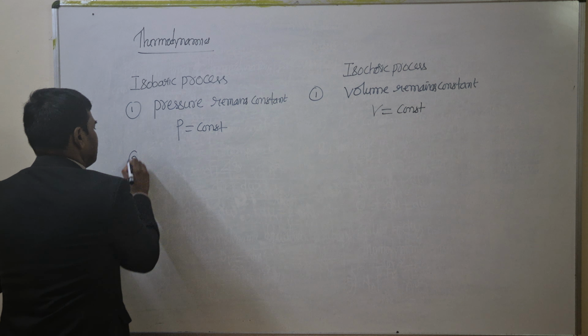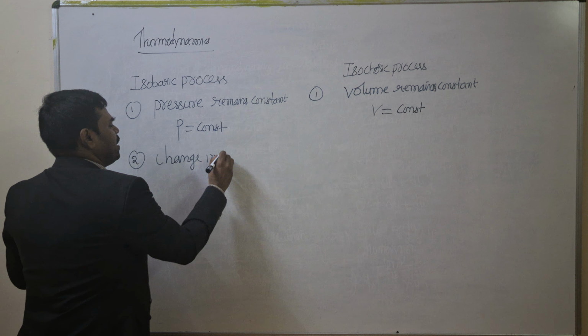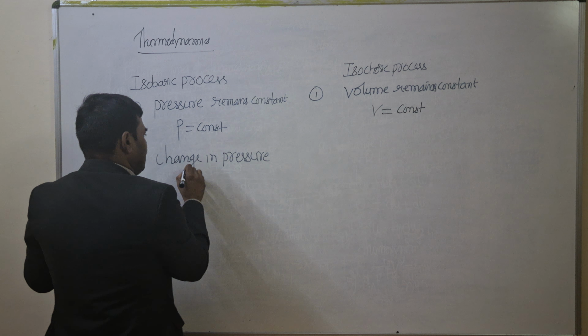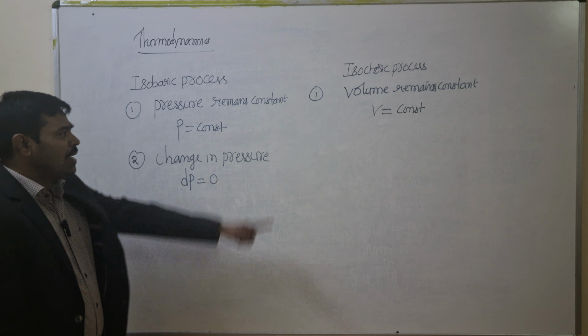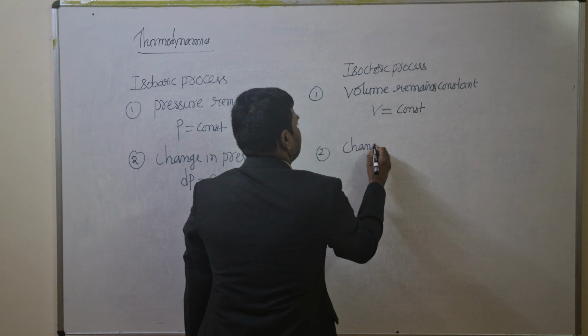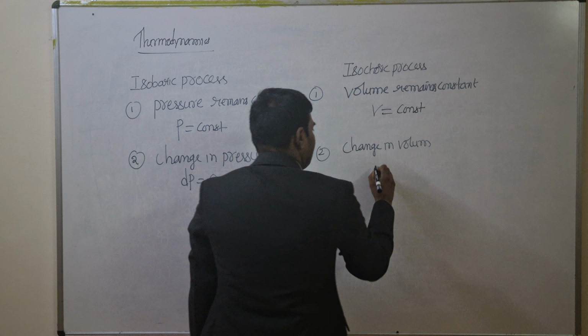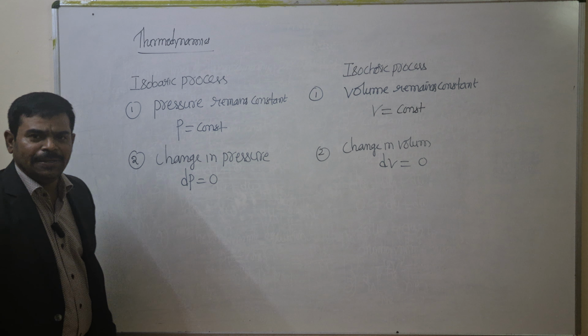And the second point, change in pressure. In isochoric process, dP is equal to 0. Here change in volume, dV is equal to 0 since V is constant.